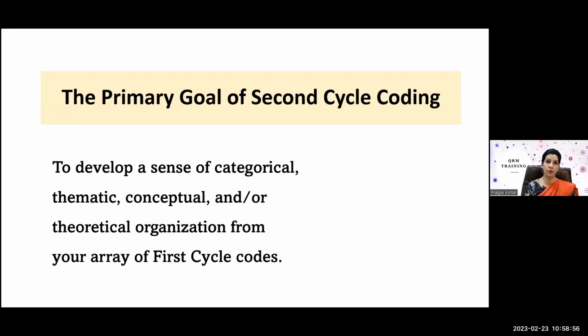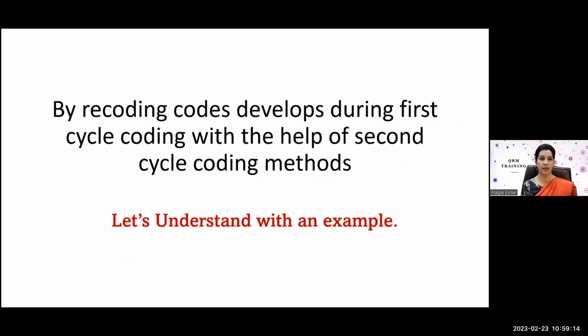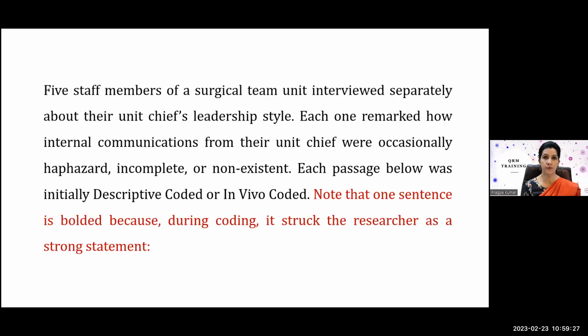The primary goal of a second cycle coding method is to develop a sense of categorical, thematic, conceptual, or theoretical reorganization from first cycle codes. Now, how to do that? By recoding codes. We have coded during the first cycle coding method, and you have got that. Again, what you do here, you will recode those codes which you have developed from the first cycle coding method.